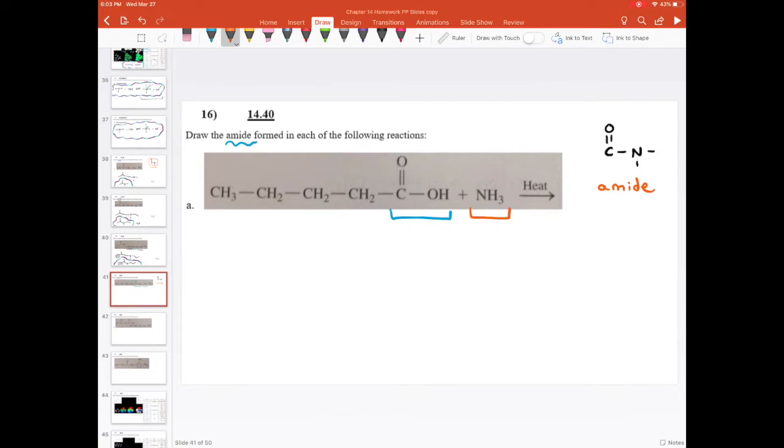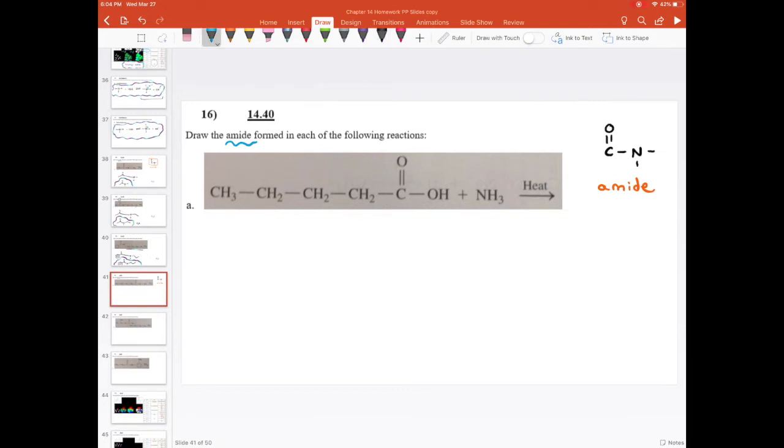And these are important reactions because this is how amino acids, the carboxylic acid end of one and the amine end of the other, connect to form a long chain of proteins. Okay, so how does this work? How do these two connect to each other when they do connect?